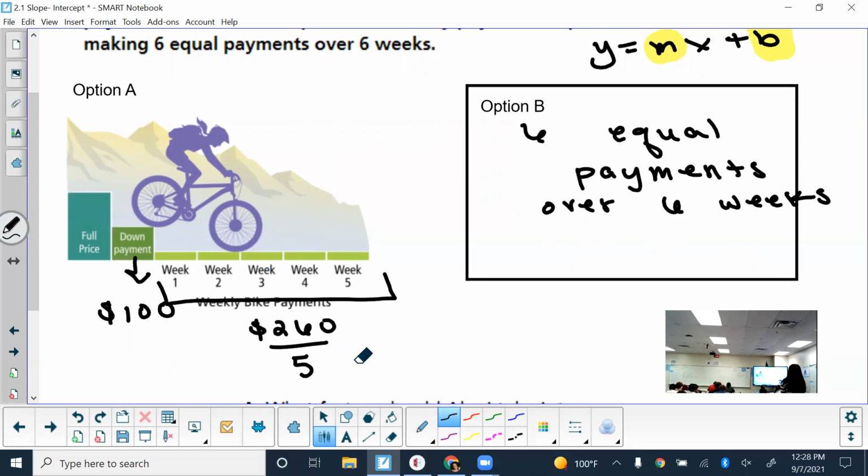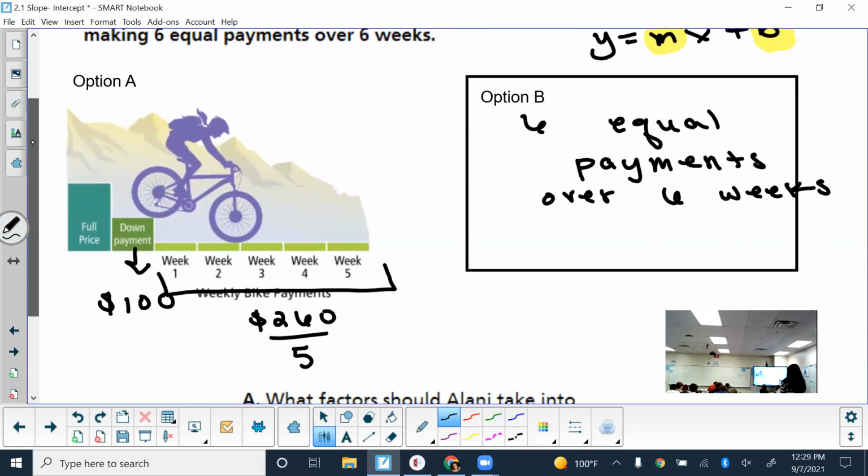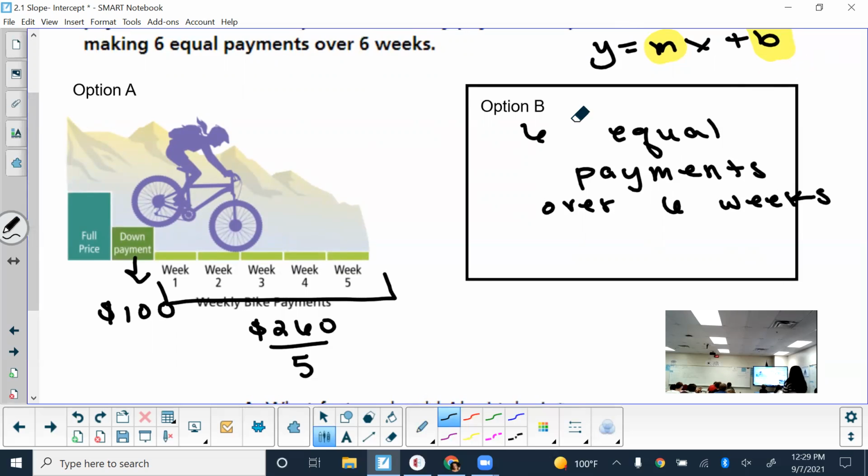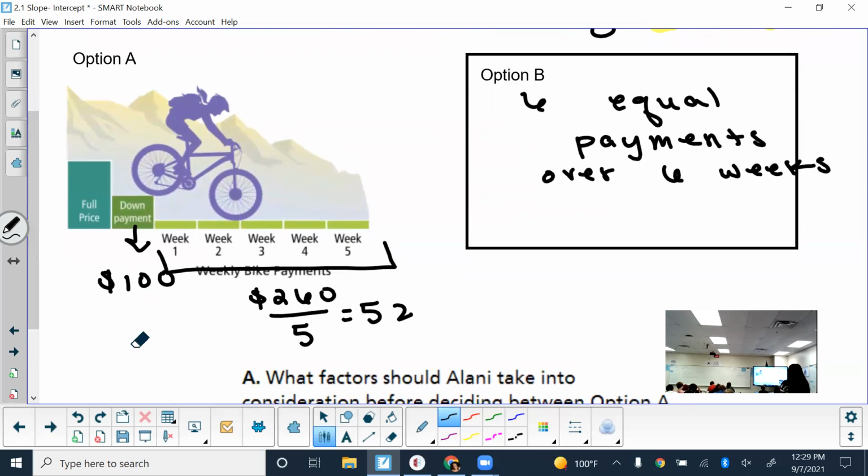260 divided by 5. Notice when we have slope and y-intercept, which one of these is normally a fraction? The slope or the y-intercept? The slope. All right, so that kind of gives you a clue there. But what's 260 divided by 5? 52. So that's what she's paying each week, right? If I want to write this in slope-intercept form, what would be my slope out of these four numbers? So the slope is 52.